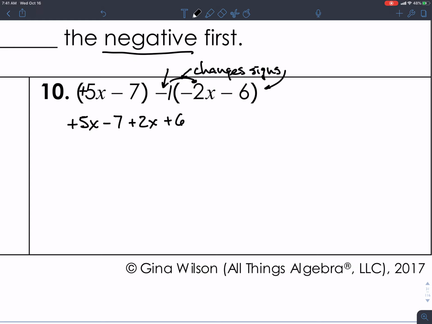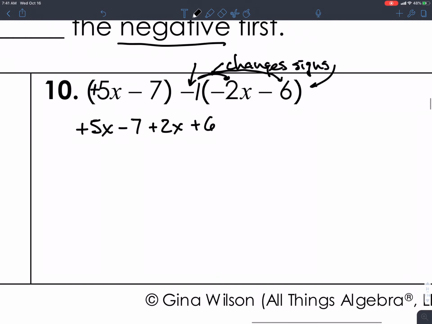What does that give me? Positive 2x. Negative 1 times negative 6, positive 6. Same thing. But I like to think of it as that negative just takes everything inside the parentheses and changes the sign. That's really the simplest way to think about it. So now I'm left with my 4 terms here. I'm going to underline all my terms: the positive 5x, positive 2x, negative 7, positive 6. Let's put them together. So I've got those two terms out front, then the negative 7 and the positive 6. Now we just combine like terms.